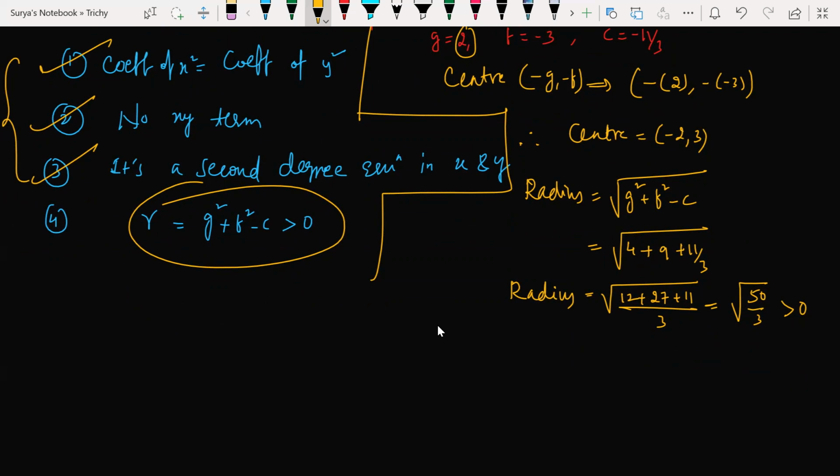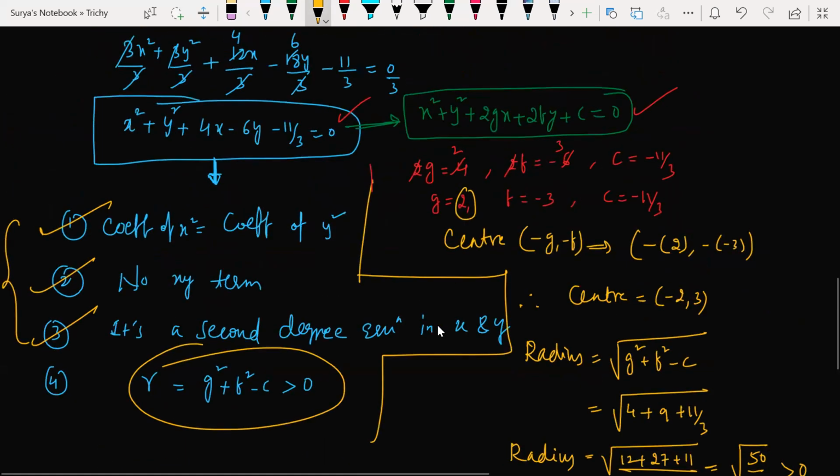Here, what we have done? Therefore, radius is greater than 0. Therefore, the given equation, what is the equation given? 3x square plus 3y square plus 12x minus 18y minus 11 is equal to 0 represents a circle. Hope it is clear. All right, so this represents a circle, isn't it?